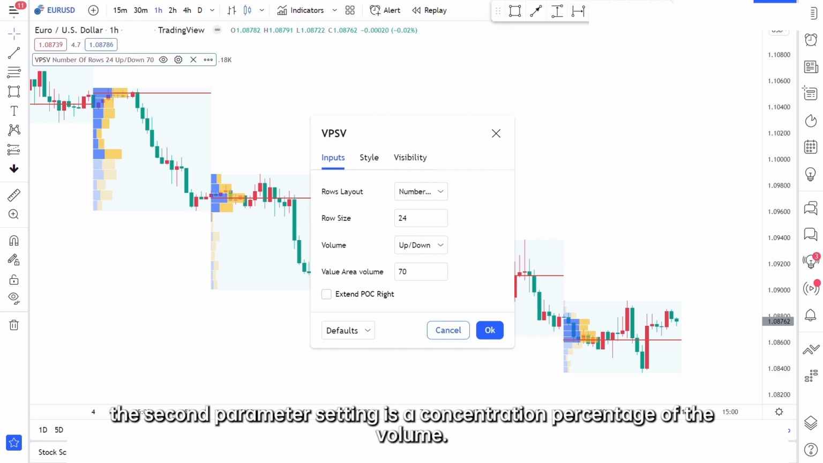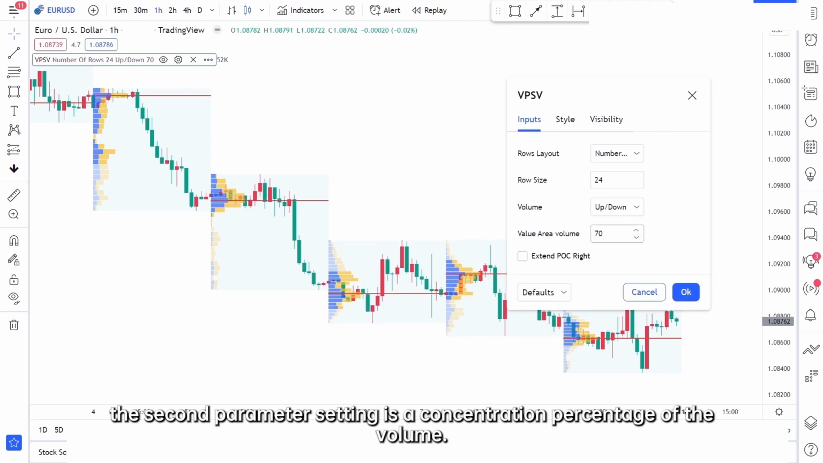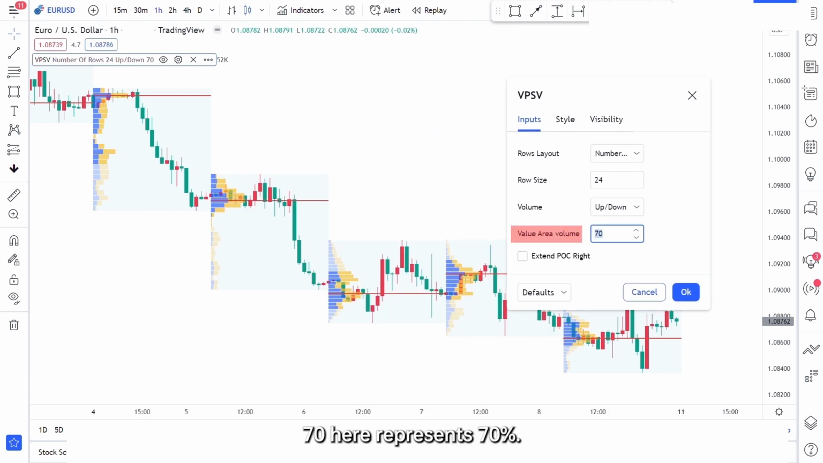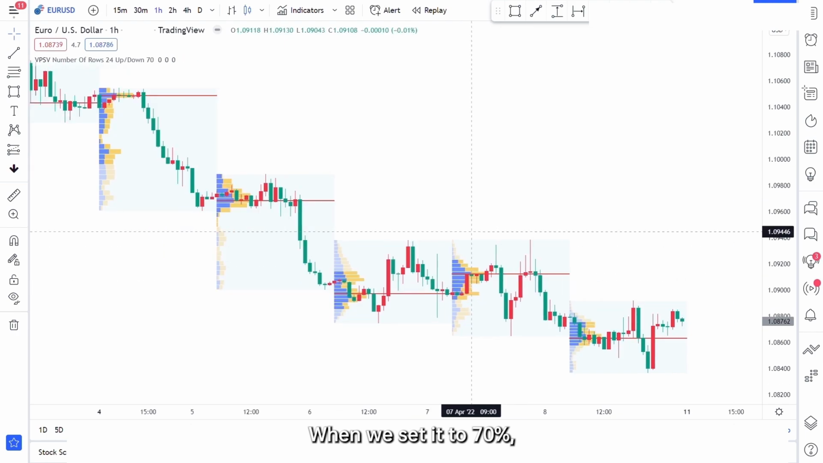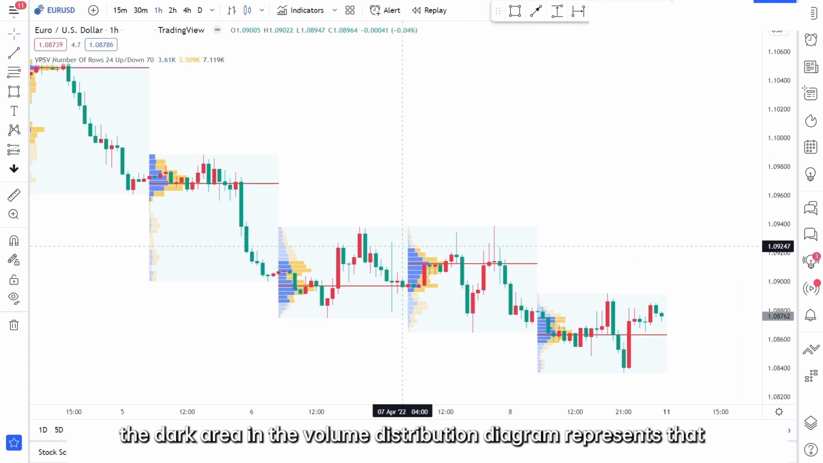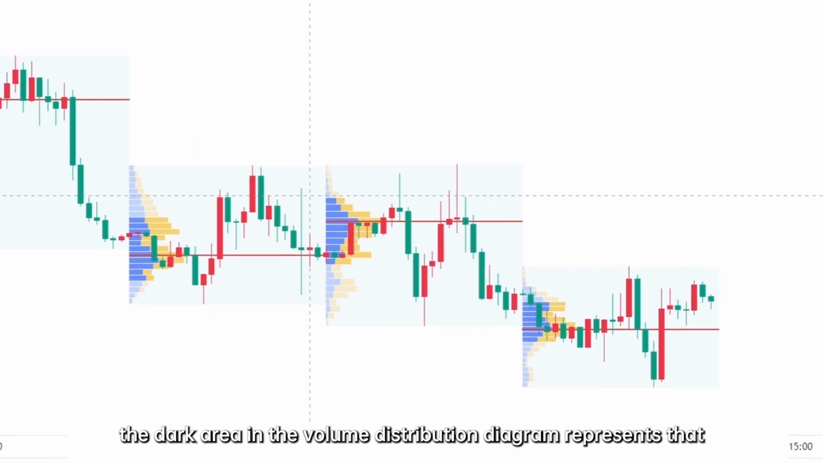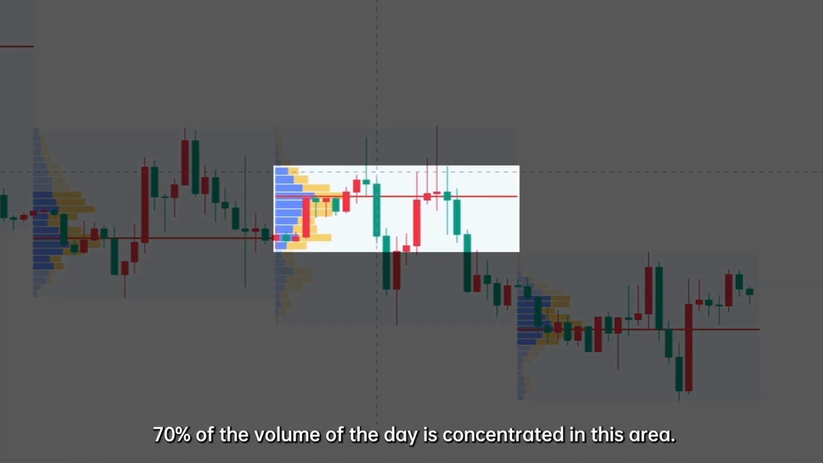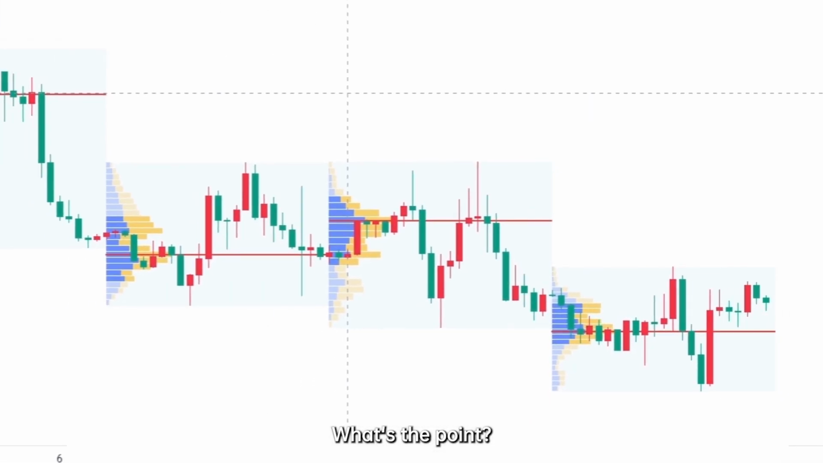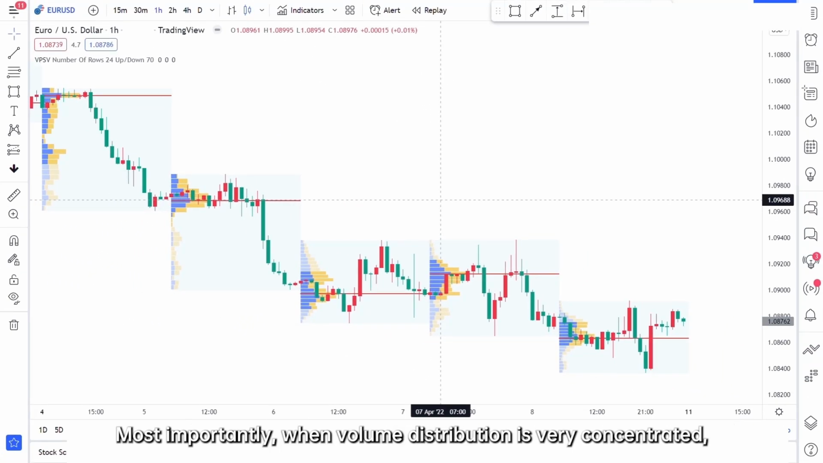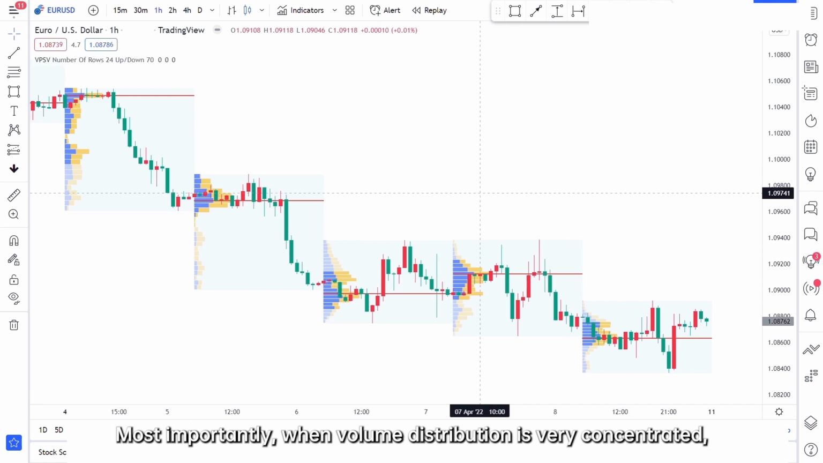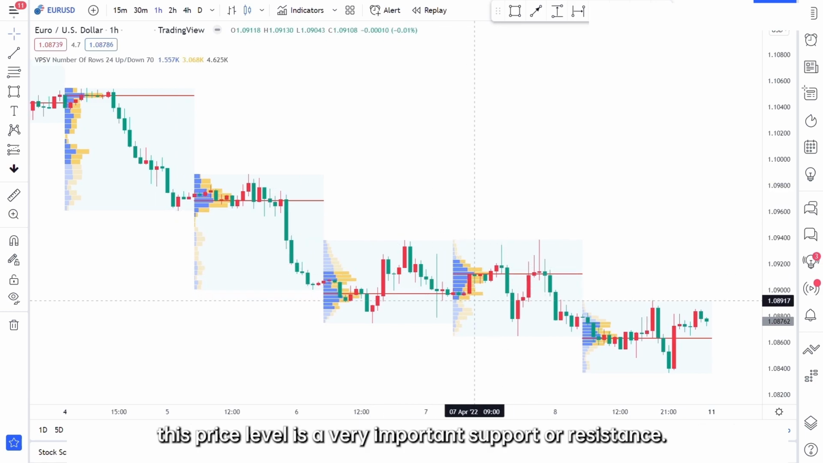The second parameter setting is the concentration percentage of the volume. 70 here represents 70%. When we set it to 70%, the dark area in the volume distribution diagram represents that 70% of the volume of the day is concentrated in this area. What's the point? Most importantly, when volume distribution is very concentrated, this price level is a very important support or resistance.